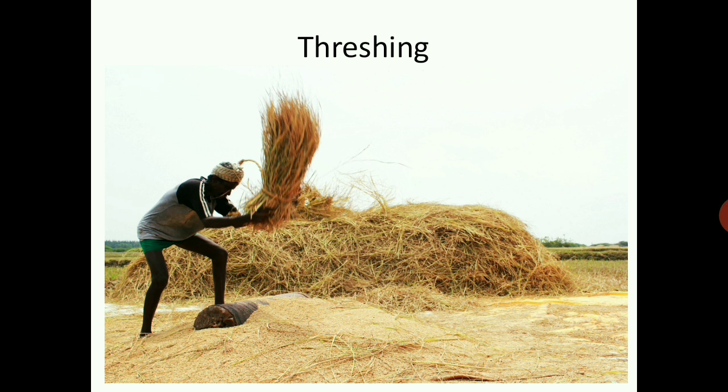In this process, the stalks are beaten to free the grain seeds. Sometimes the threshing is done with the help of bullocks. Sometimes machines are also used in large quantities to thresh it. So, the process of beating harvested crops to separate the grains from the stalk is called threshing.